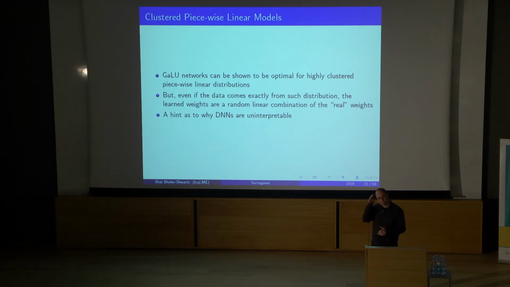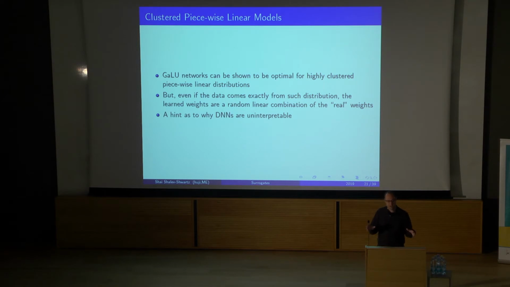And if you think about what ReLU networks are doing intuitively, this is exactly also when ReLU networks are good. So you partition the space, okay, and you hope that in every partition there is a linear function, or approximately a linear function, that explains your data. For GaLU, we can show that this is indeed the case, but the result is not very strong because we need pretty heavy conditions on the highly clustered data set.